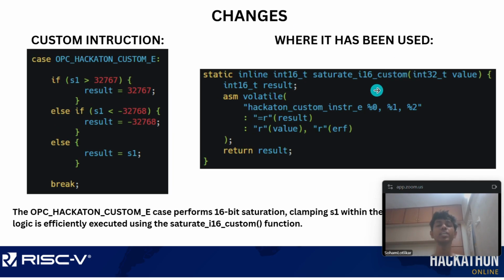We noticed the software saturation function used slow branching for range checks. By moving it to hardware with custom instruction E, we eliminated branches and made it run in a single cycle. While each operation sees small gains, they add up significantly in tight loops.